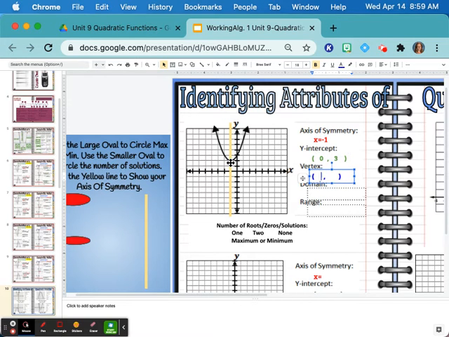Vertex is this point right here. It's the point where it changes direction. So that'll be at (-1, 2). The domain is all the possible x values. With quadratics, if there's no restrictions, if there's arrows going both directions, this would be all real numbers, or -infinity to +infinity.